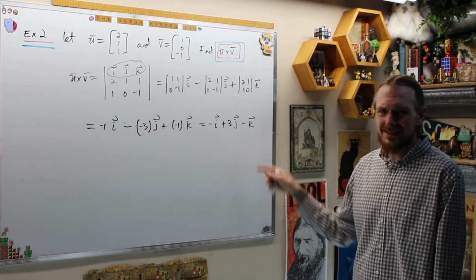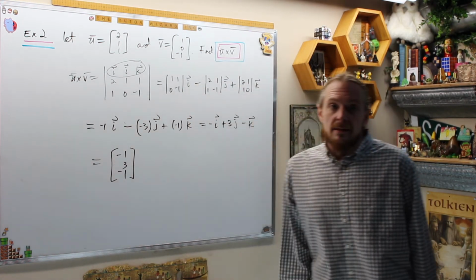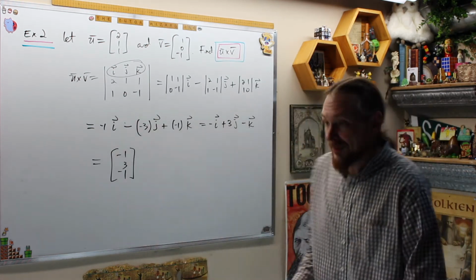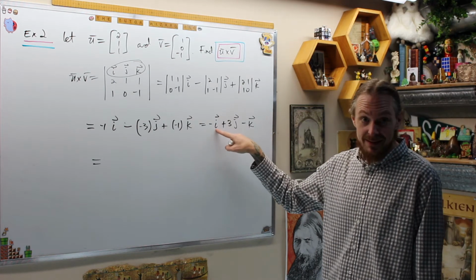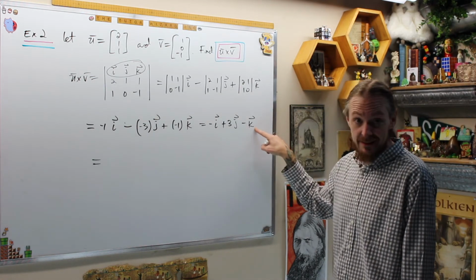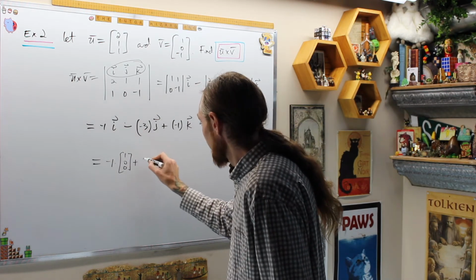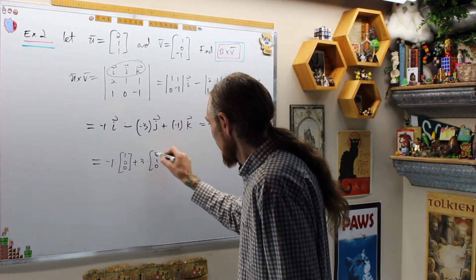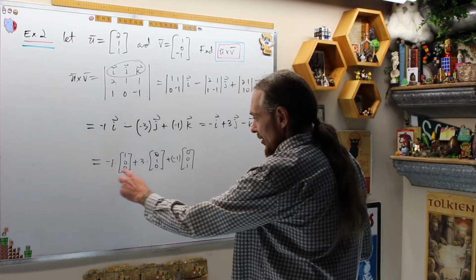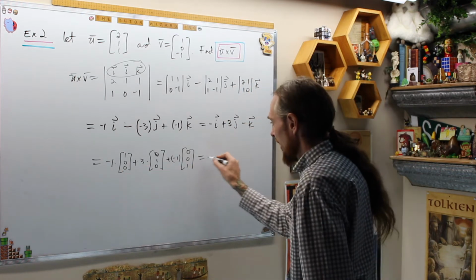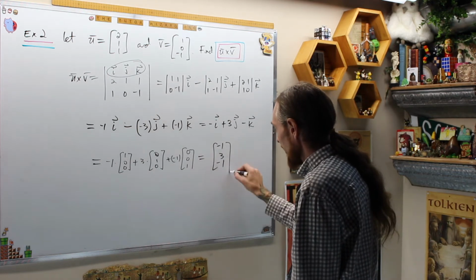And then here's where everybody says, and then I write it like this, and everyone loses their mind. Because remember, this is equal to, I'll do it once because we're in the tutorial video, but you should memorize this. i is 1, 0, 0, j is 0, 1, 0, and k is 0, 0, 1. So this is negative 1 times (1, 0, 0) plus 3 times (0, 1, 0) plus negative 1 times (0, 0, 1). I use scalar multiplication, scalar multiplication, scalar multiplication, and then I add those vectors, and I'm going to get (negative 1, 3, negative 1).